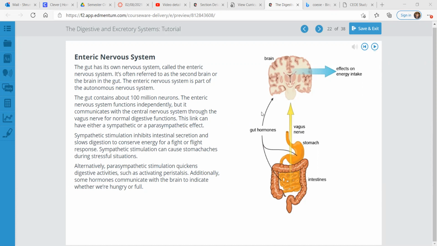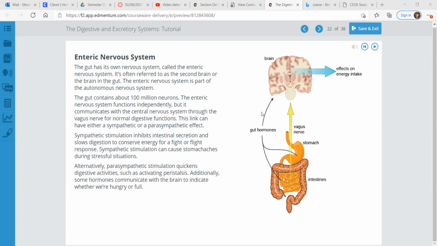This link can have either a sympathetic or a parasympathetic effect. Sympathetic stimulation inhibits intestinal secretion and slows down digestion to conserve energy for a fight or flight response. Sympathetic stimulation can cause stomach aches during stressful situations.